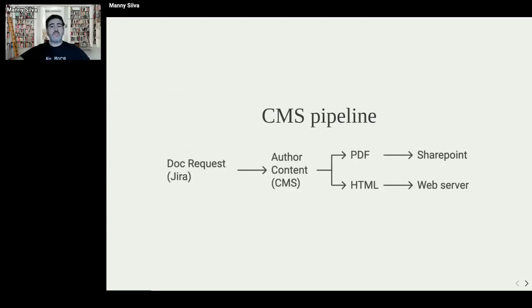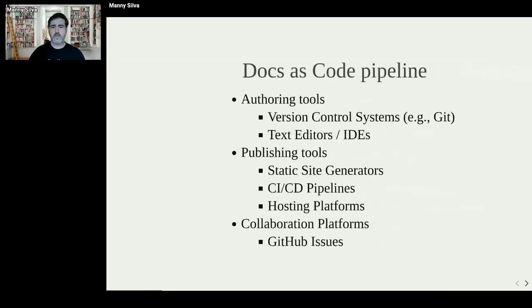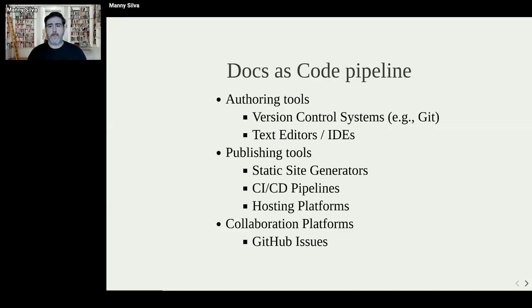And in your typical CMS pipeline, where documentation requests are managed in Jira, in this particular hypothetical, content might be authored in Madcap Flare, and outputs could be published to SharePoint or to a web server. Now, let's take a look at the equivalent in a Docs as code pipeline.